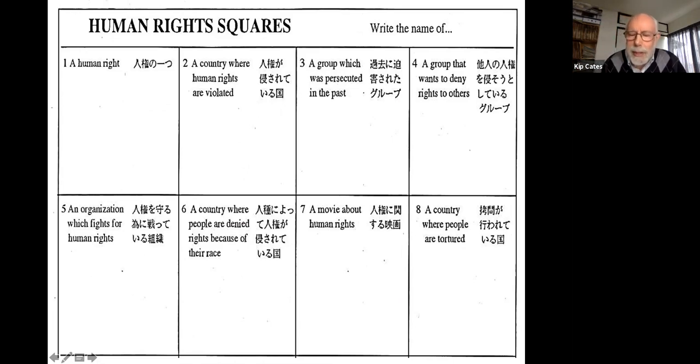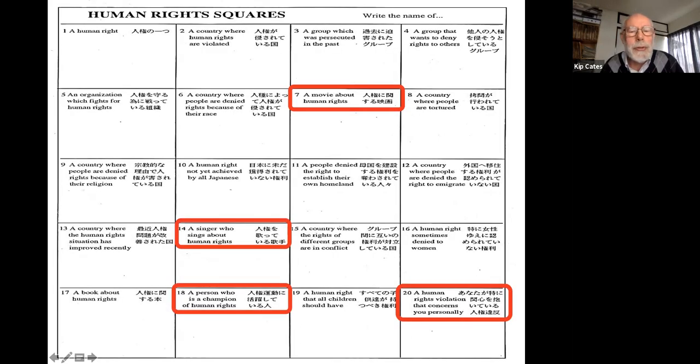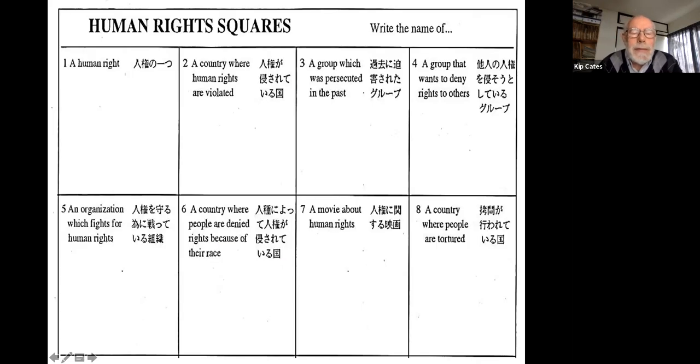So what I do is say, here are 20 squares. Choose a square, any square, free choice. So students might not have half the squares filled in, but they do have some others. And if you say choose any square, they can put their hands up with confidence and say, let me choose maybe number 4. A group that wants to deny rights to others. I say, great, okay, give me an example. The example might be the Taliban. Please explain. You want students to explain what it is. They'll say, well, the Taliban wants to deny rights to girls for education in countries such as Pakistan, Malala.